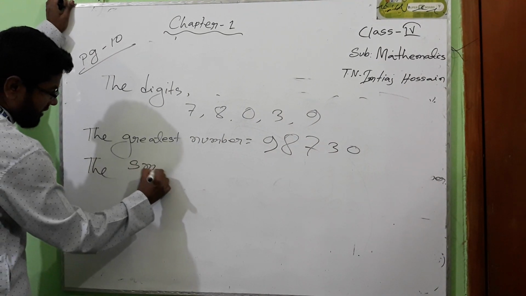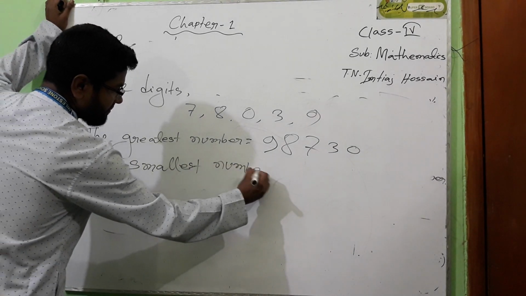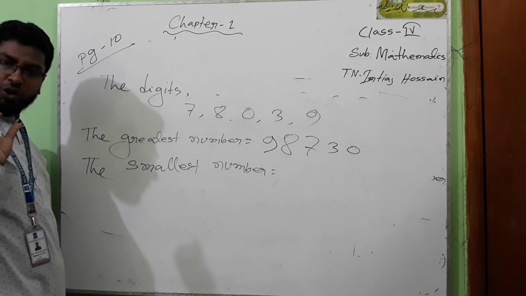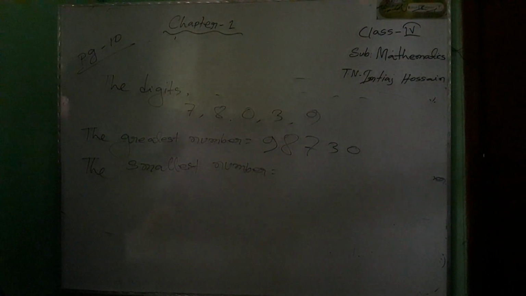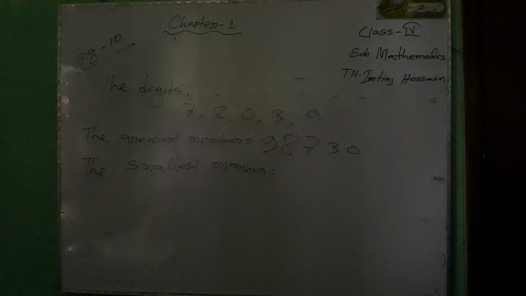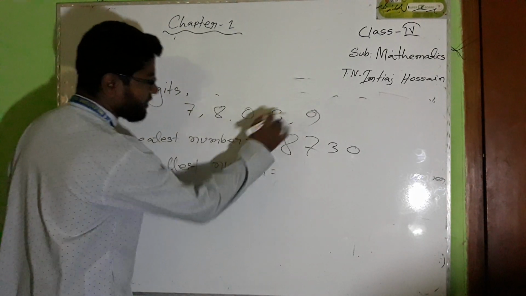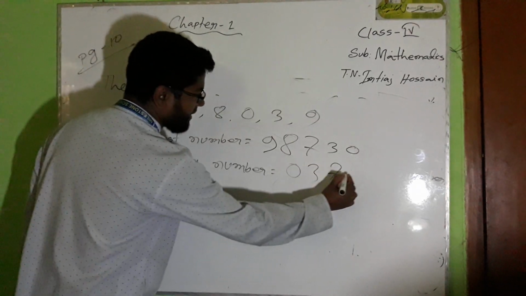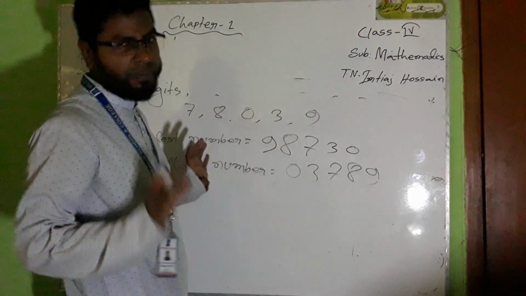The smallest number. How will you do the smallest number? Smallest to greatest. So we will write smallest to greatest. Among them, which one is the smallest? 0, then 3, then 7, then 8, 9. Is it correct?